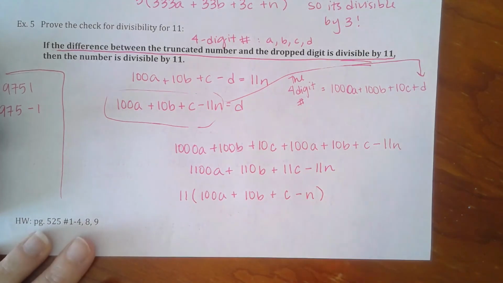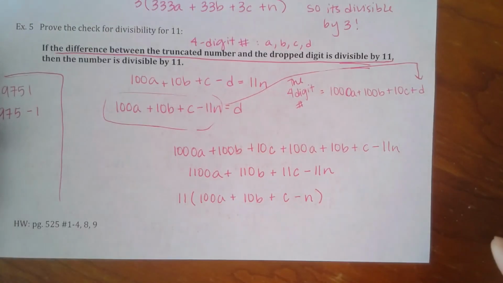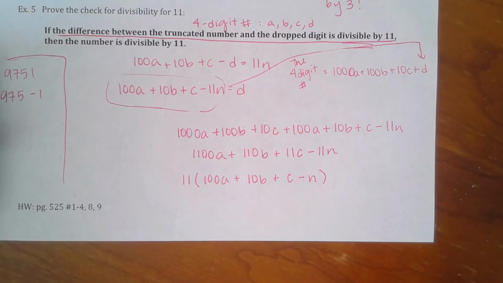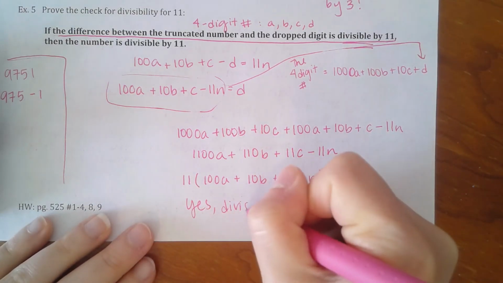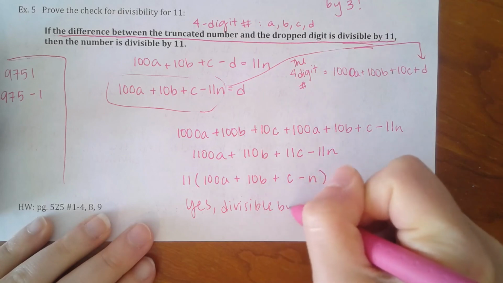Because we can factor out that 11 and it's good to go, we are not left with any decimals or fractions or anything like that. That means it was divisible by 11. We're getting an integer, so yes, it's divisible by 11.